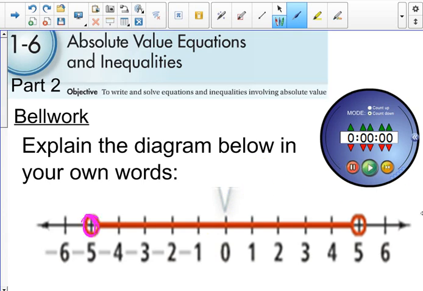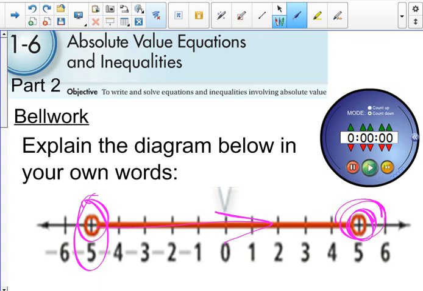It's not a filled in dot, so it's not greater than or equal to, or less than or equal to. It's just greater than -5, because it goes this way, and it's less than +5. Did anybody write anything differently?